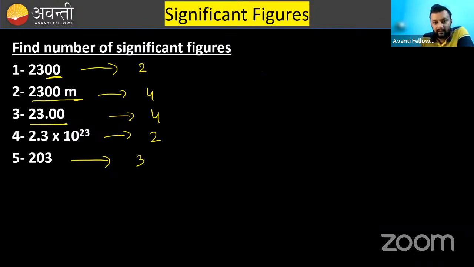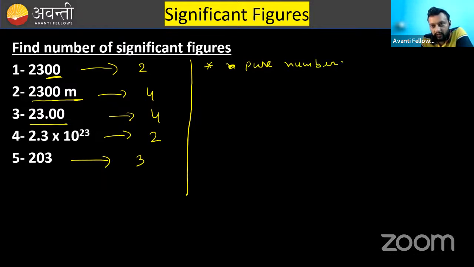Now one more thing. After all such points, remember one more point. That point is pure numbers. Someone will ask, what is a pure number? Pure numbers have infinite significant figures. You can choose the number of significant figures as per your requirement. I will explain in detail about this after some time. Now the thing is, pure numbers have infinite significant figures.